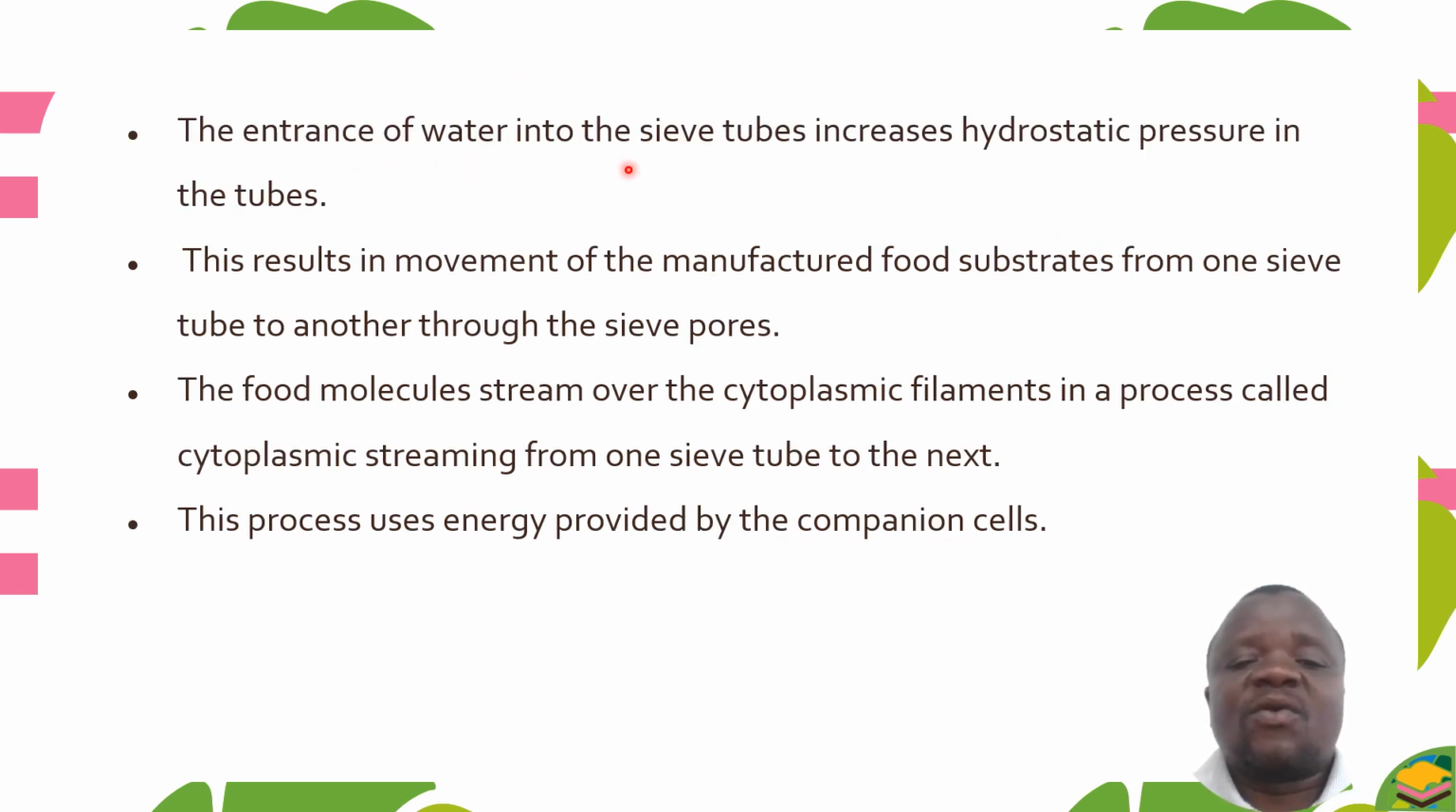The entrance of water into the sieve tubes increases hydrostatic pressure in the tubes. This results in movement of the manufactured food substances from one sieve tube to another through the sieve pores. The food molecules stream over the cytoplasmic filaments in a process called cytoplasmic streaming from one sieve tube to the next. This process uses energy provided by the companion cells as well.